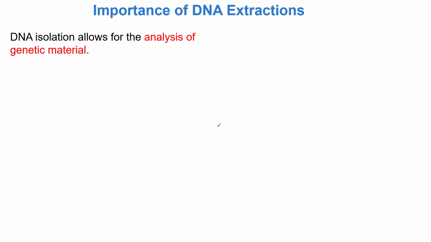So you can isolate the DNA from a human, target the hemoglobin gene, and then send the gene for sequencing. After you sequence it, you can see whether there is a mutation in the gene or not. So that is one of the major applications of DNA extraction. You can extract DNA to analyze your genetic material for diseases, for treatment, and so many other things.